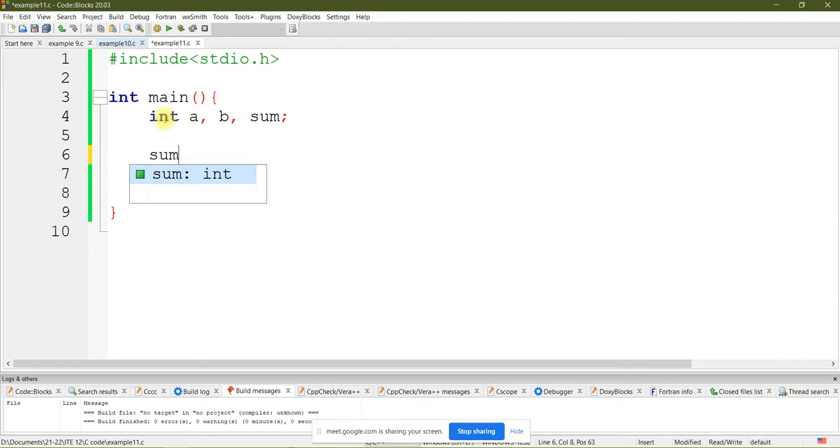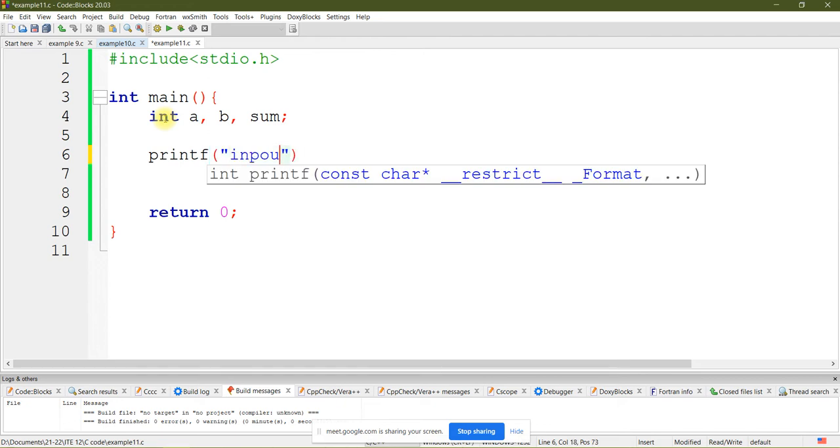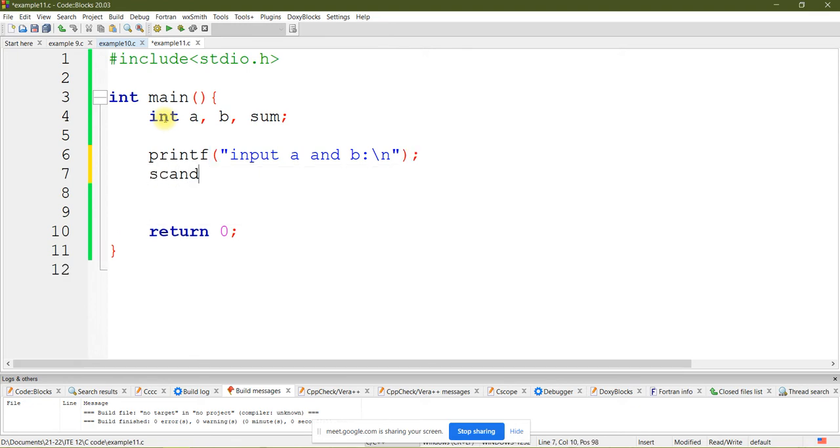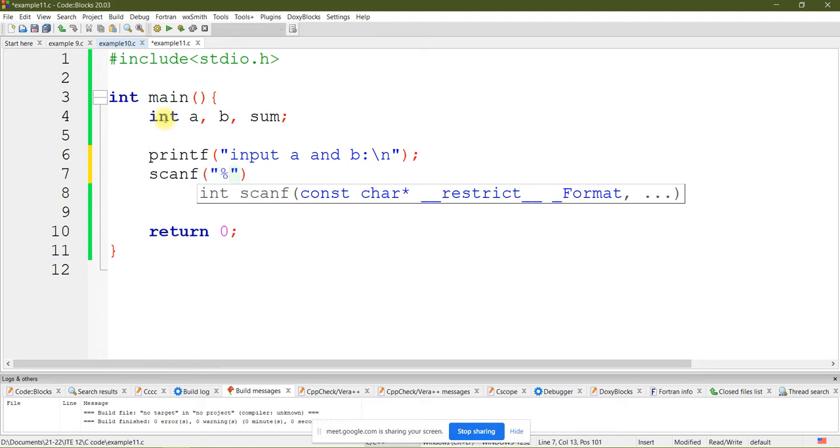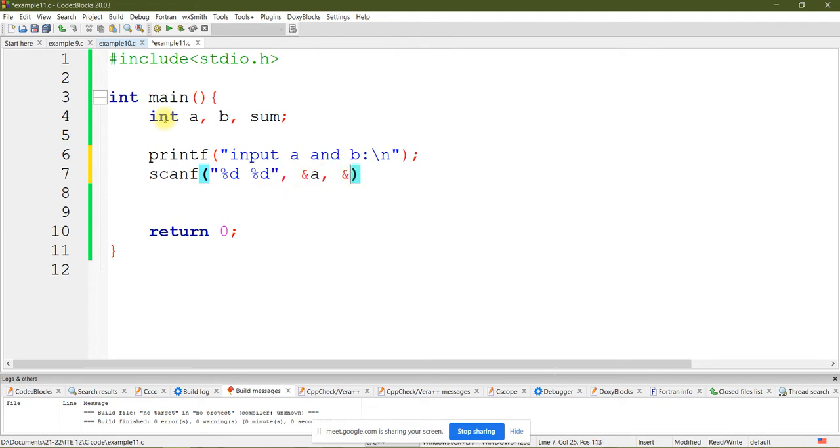Okay, so when you say sum, of course, we need to input data for the two, because we do not have values for A and B yet. So let's try to input A and B. So printf, input A and then B. Right, so scanf percent d and percent d, then for C, ampersand A and ampersand B. Okay, so after the scanf, A and B should have values.